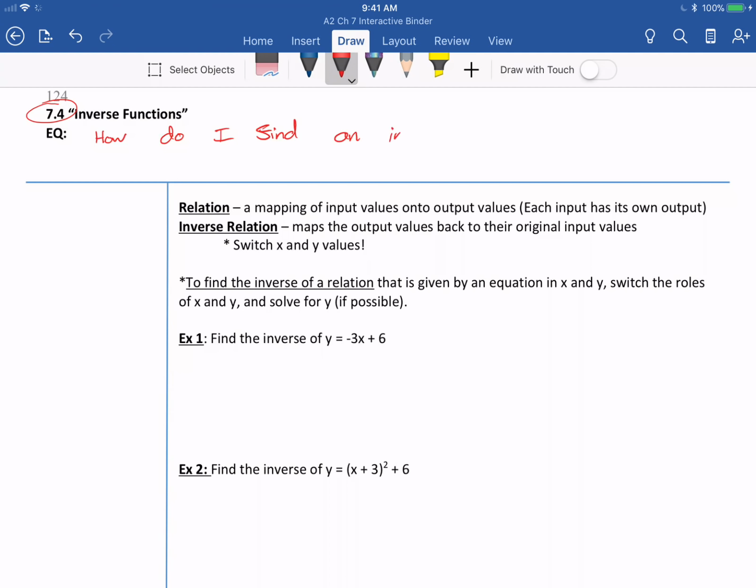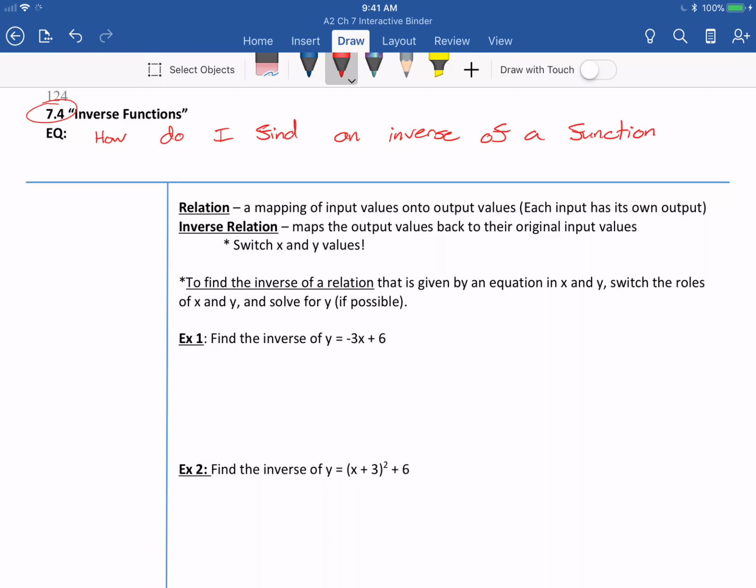How do I find an inverse of a function? All right, a relation, and we've talked about this in class, is mapping the inputs onto the outputs. That's what most of you see. But now an inverse goes backwards the other way. It maps the outputs back onto their original inputs.